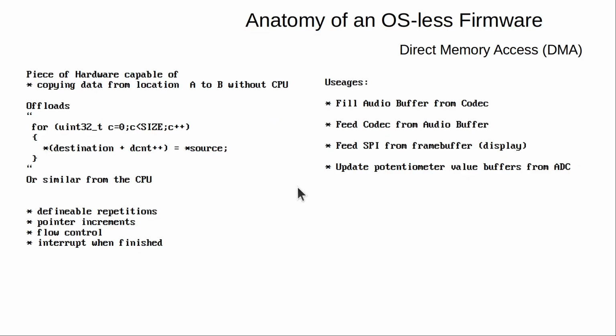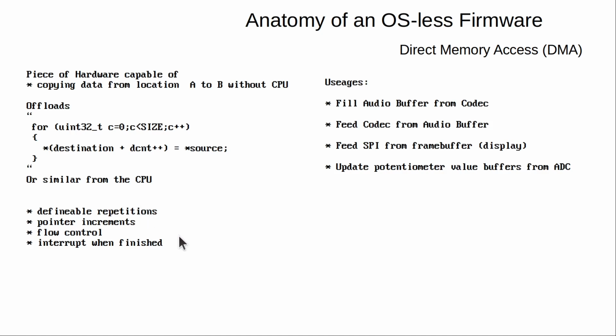This is Direct Memory Access, or DMA in short. The DMA essentially is a hardware piece capable of copying data from location A to B without using the CPU. It essentially offloads a piece of code such as this from the CPU. Most DMA implementations allow to define the repetition or the data amount to be transferred. They also allow to define the pointer increment. Generally, when copying data from memory to memory, both pointers are incremented. When copying from hardware to memory, only one pointer is incremented.